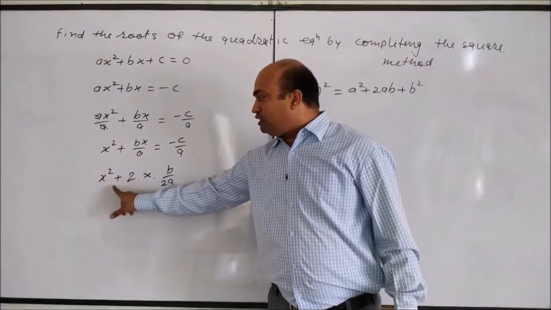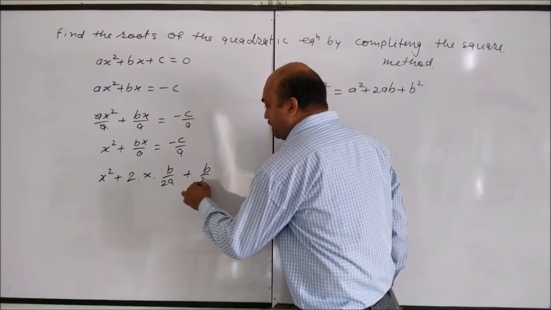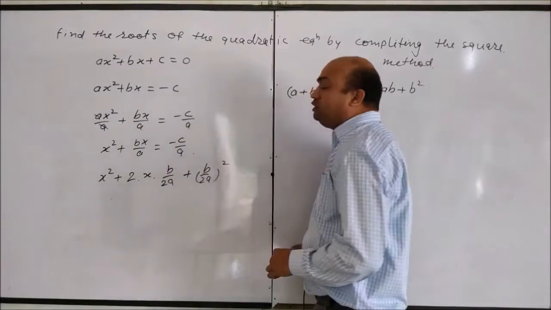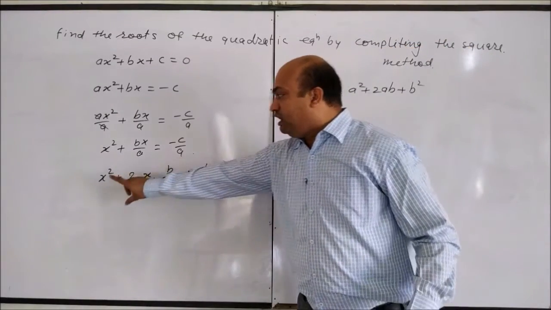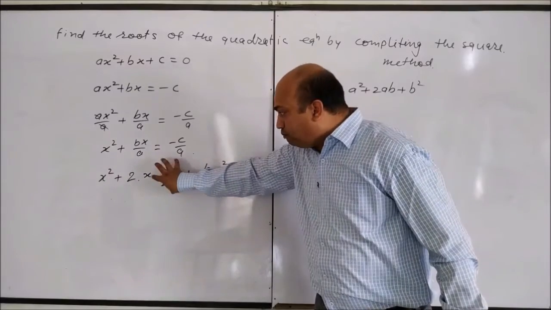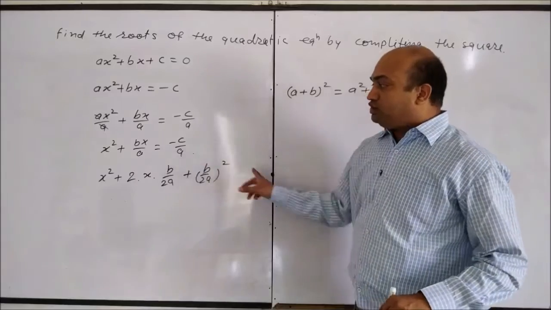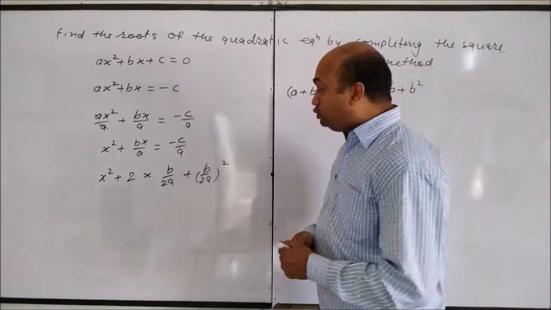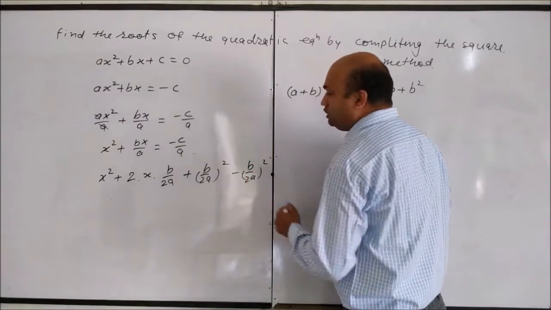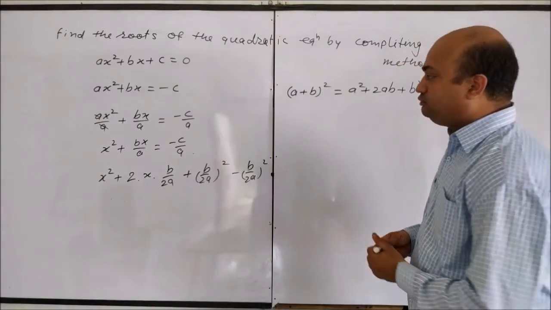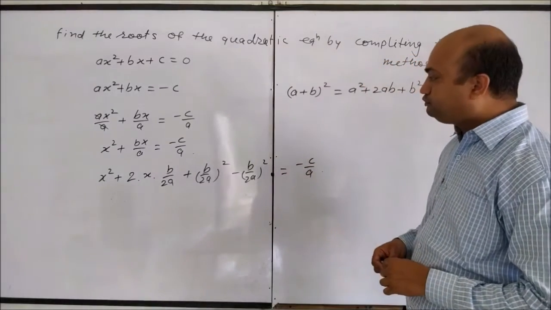It is a square plus 2ab. Now we need b by 2a whole square more, because here this is our b. In this identity this is the b. A square plus 2ab, this full is plus b square. This we don't have here, so what we do, add as well as subtract. B by 2a whole square we will add and subtract, is equal to minus c by a. This we write as it is.